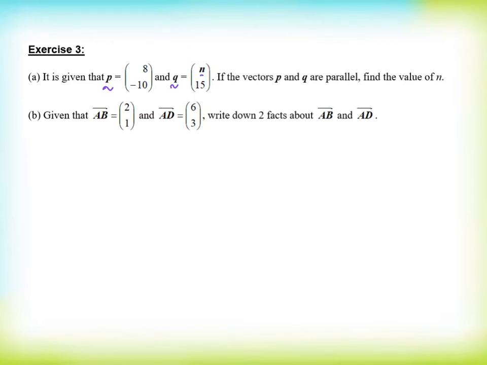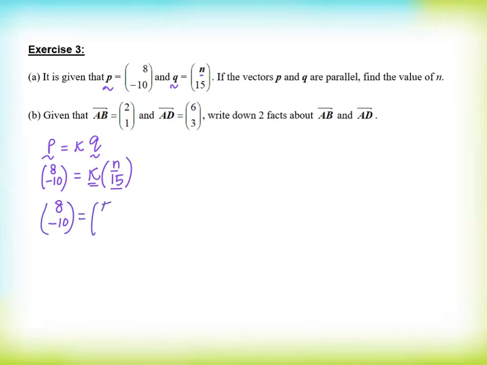Now let me tell you the longer method first, but it's still the concept. Number 1, if 2 vectors are parallel to each other, meaning vector P will be a number of times of vector Q. What does that mean? I will have the vector 8, negative 10 to be a number of times of the vector Q, which is n, 15. What is this scalar multiple? It means I will have k times of n, k times of 15. That means I will have 8, negative 10 and k times of n, k times of 15.